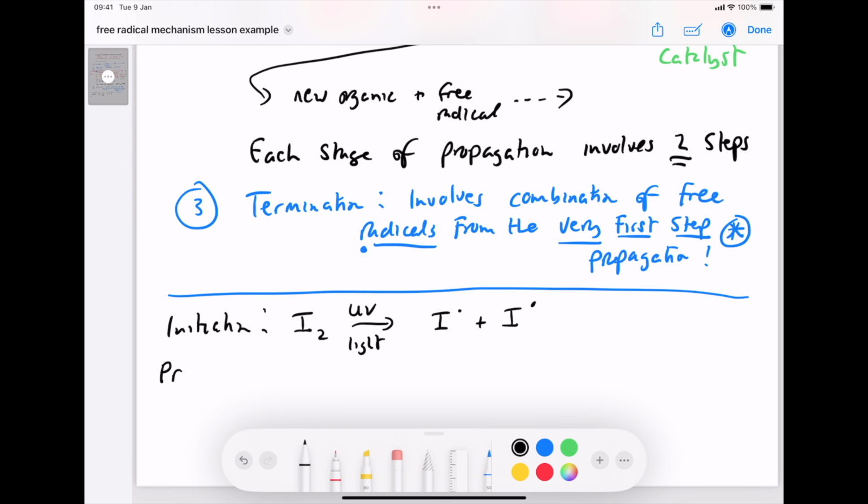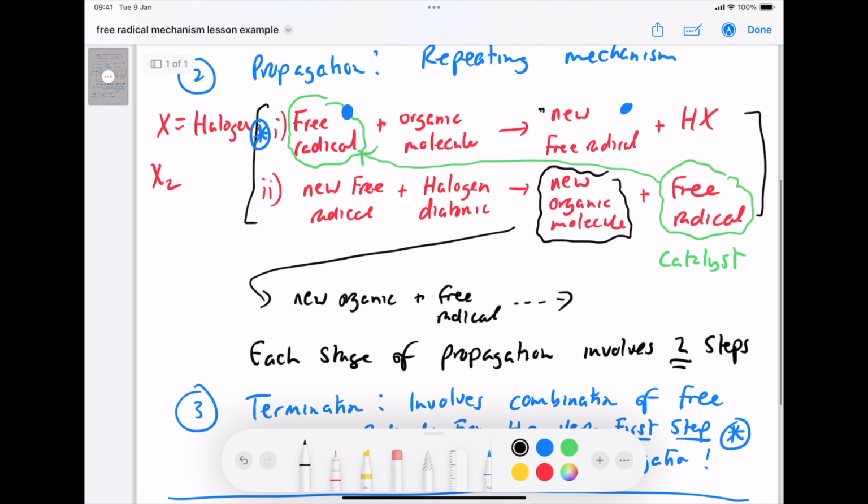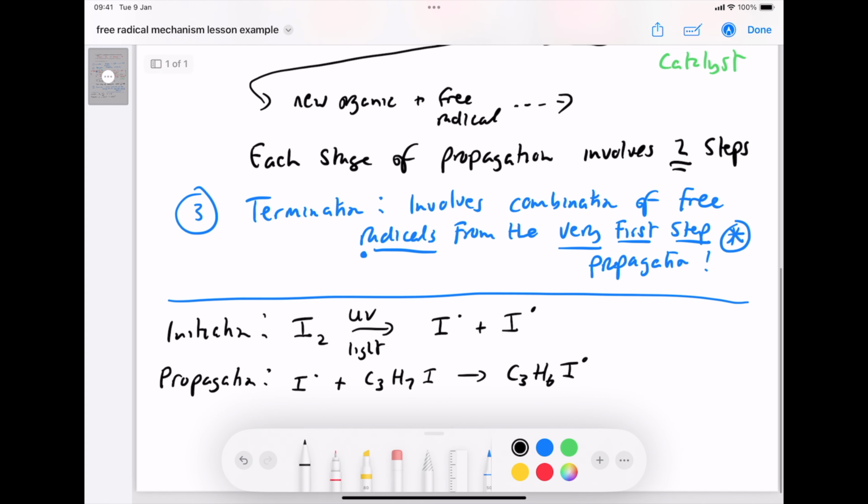Then for propagation, think about what I just said. I'm just going to do one cycle to show you. So I dot is going to react with the organic molecule, which is C3H7I. That is going to produce C3H6I dot. So that is the new radical. If I just scroll up, that's this thing here that I just tapped. Plus a molecule of HI.